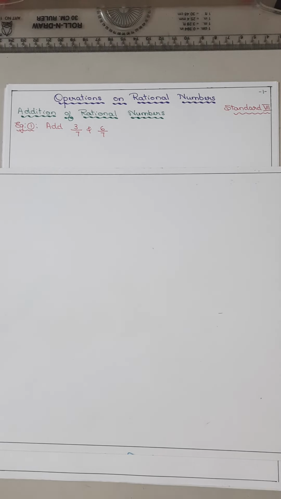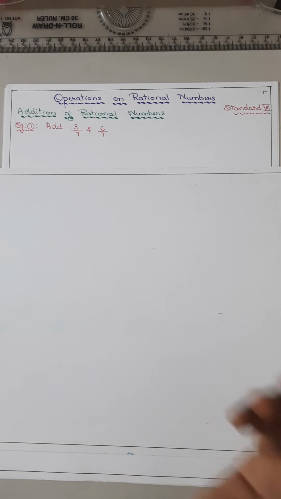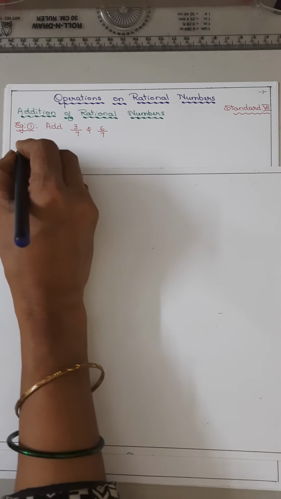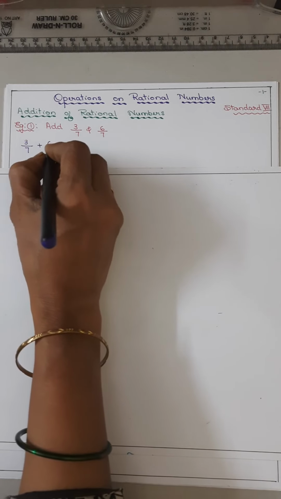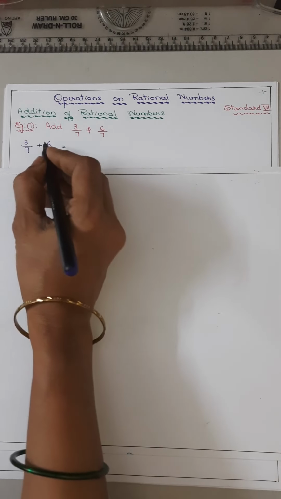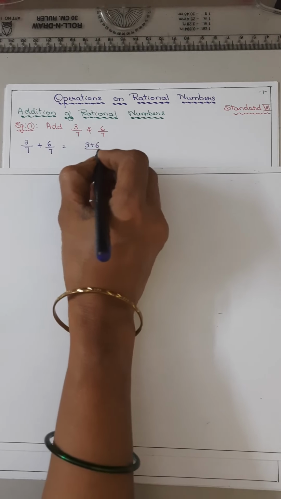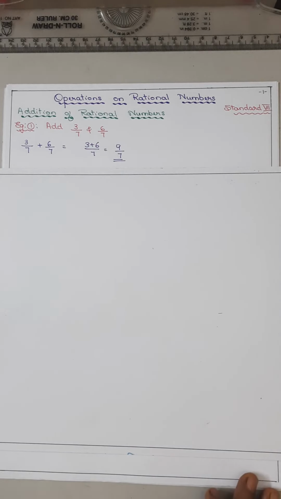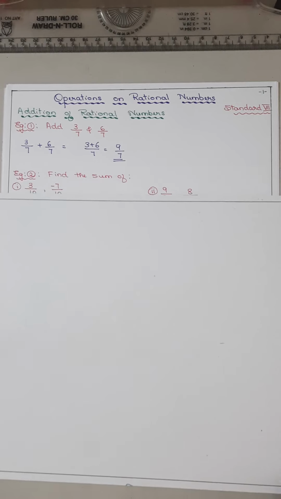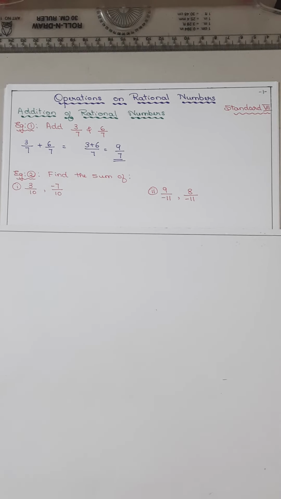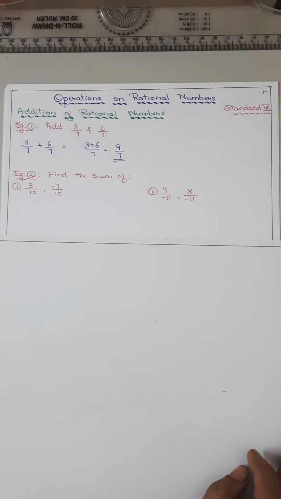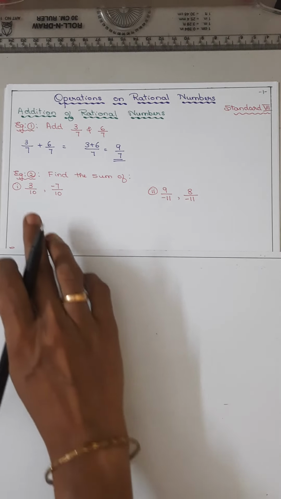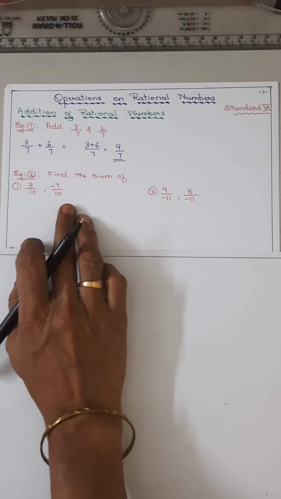Okay. So now coming to the first example, here both the numbers are having the same denominators. So it will be 3 by 7 plus 6 by 7 is equal to 3 plus 6 upon 7, that is 9 by 7. For rational numbers, you remember it is P by Q, where Q is not equal to 0. Okay. Now coming to example 2, find the sum of 3 by 10 and minus 7 by 10.